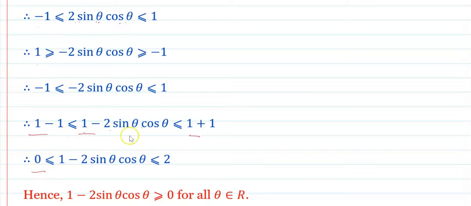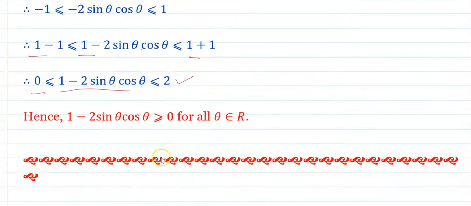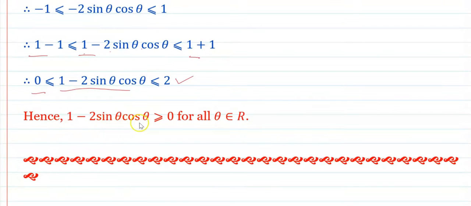1 minus 2 sin theta into cos theta, you will get 1 minus 2 sin theta into cos theta. 1 plus 1, here you will get 2. And hence the 1 minus 2 sin theta into cos theta lies between 0 and 2. It means that 1 minus 2 sin theta into cos theta is greater than 0 for all theta belongs to set of real number. What does this mean? That 1 minus 2 times sin theta is between 0 and 2. It means that it is positive. It's greater than or equals to 0 for all theta belongs to set of real number.